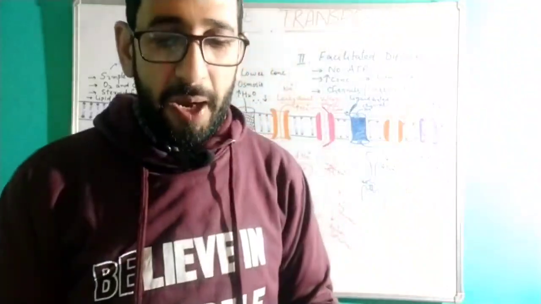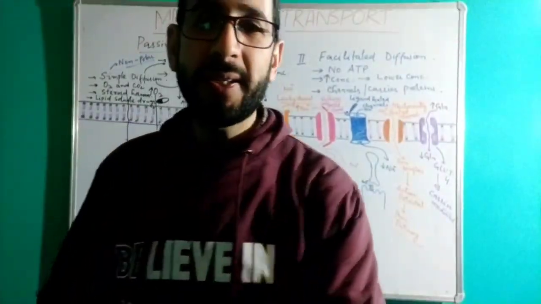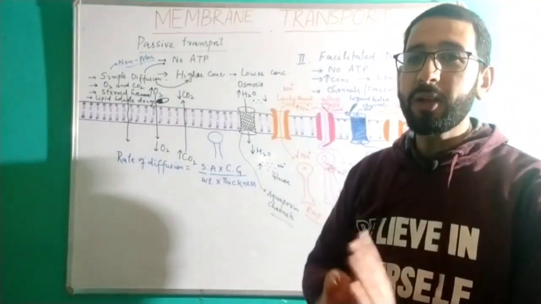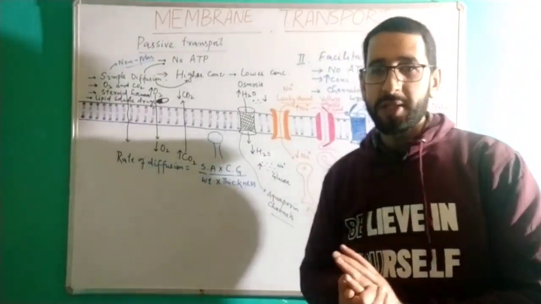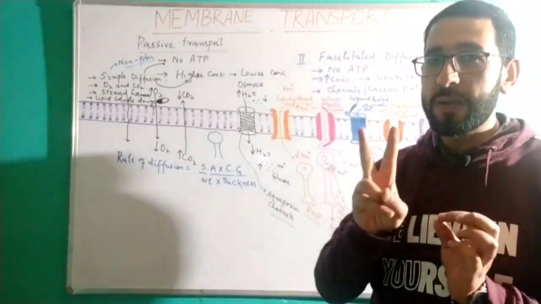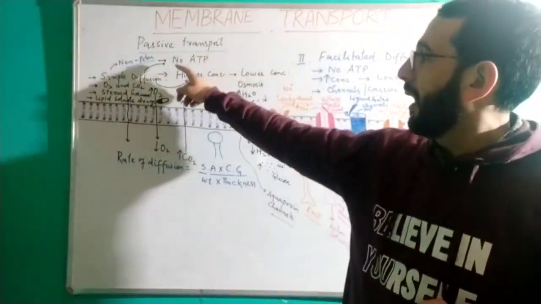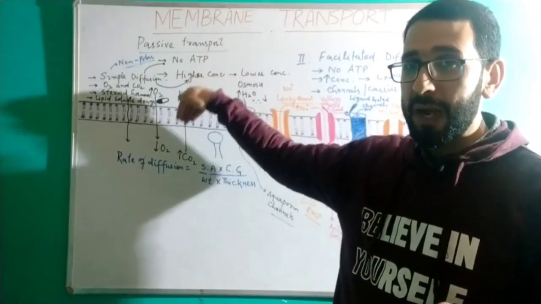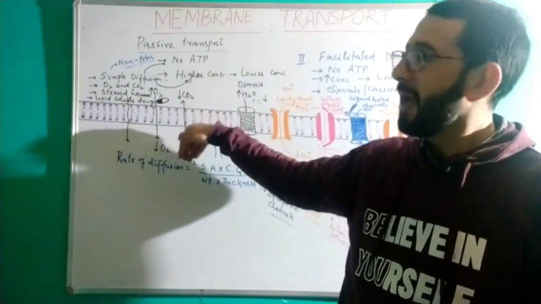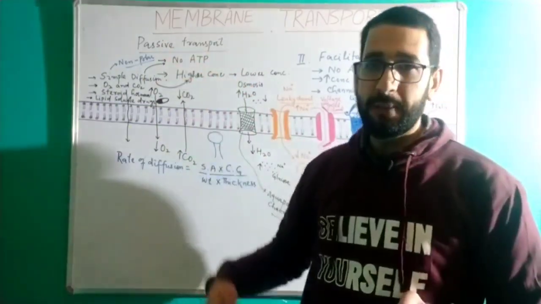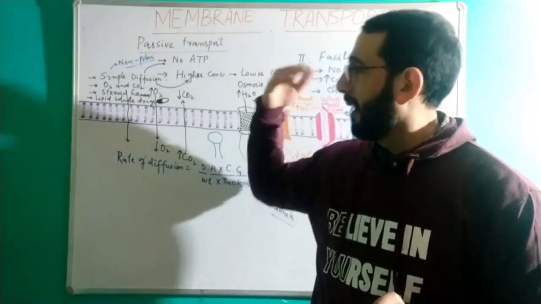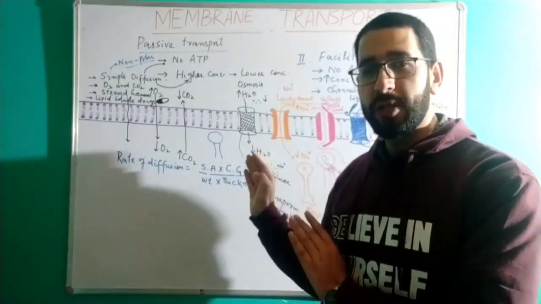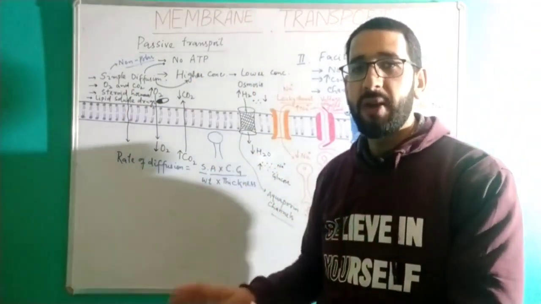So we have talked about passive transport. Let us quickly revise this. In passive transport we have seen there are two types. First is simple diffusion, where we are transporting substances simply by diffusing through the phospholipid bilayer, and it is for non-polar, lipid soluble substances, definitely from higher concentration to lower concentration, and we do not require any ATP.